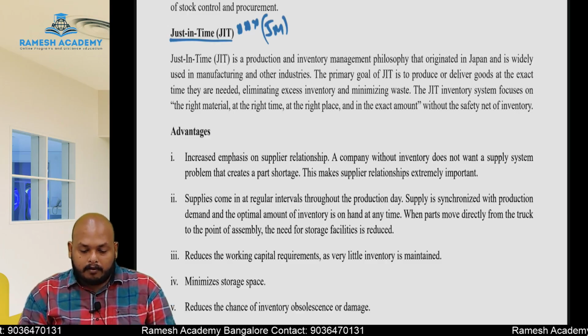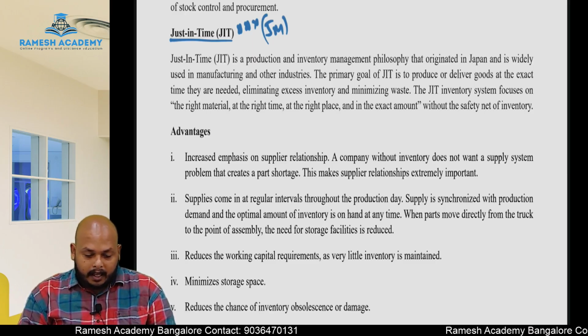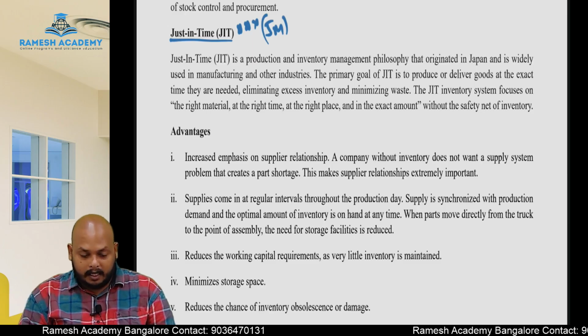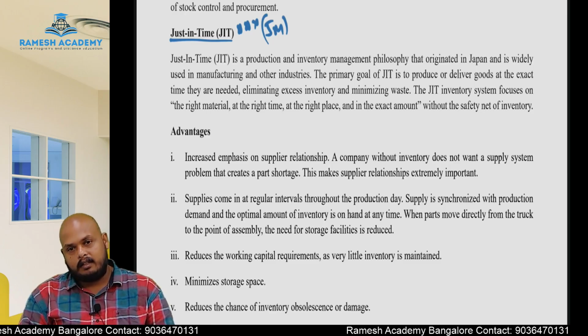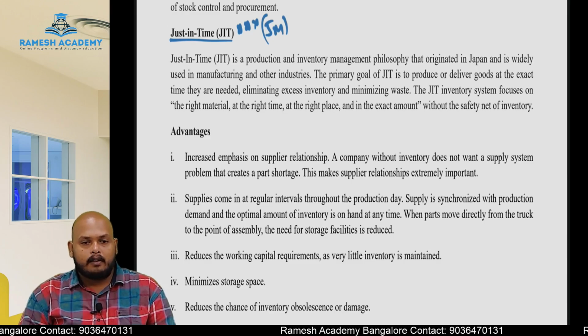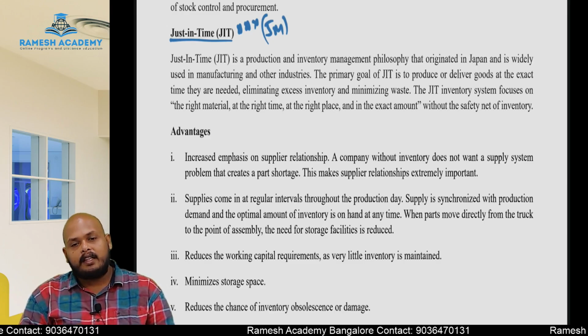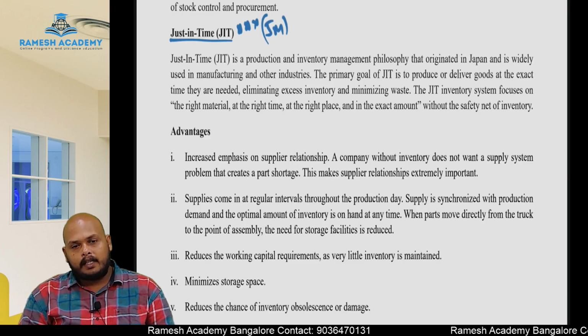The primary goal of just in time is to produce and deliver the goods at the exact time they are needed, eliminating excess inventory and minimizing wastage. So the primary objective of just in time is to deliver the goods at the exact time whenever they are required. It means it is not required before also. Why? Because if it is received before, compulsorily they have to maintain it.